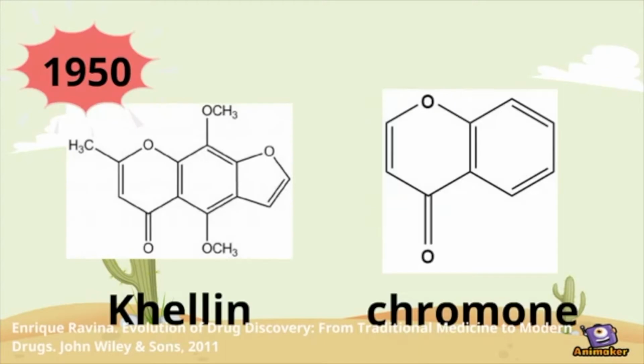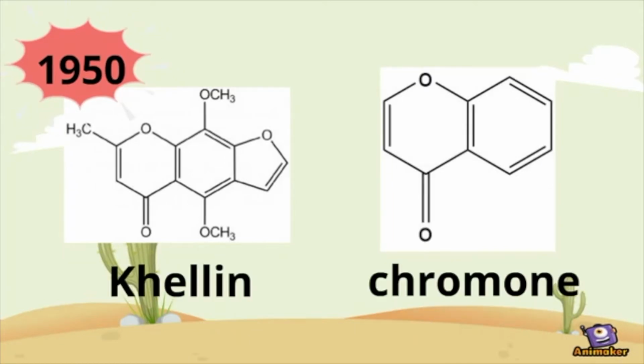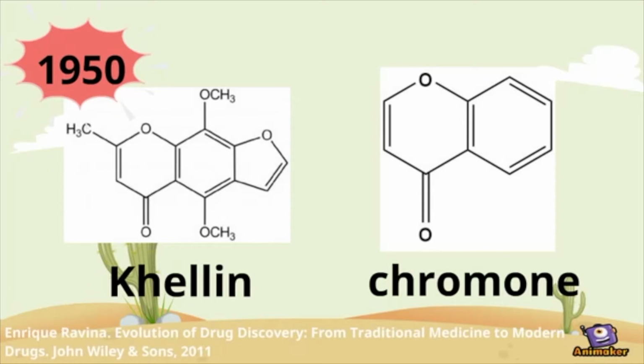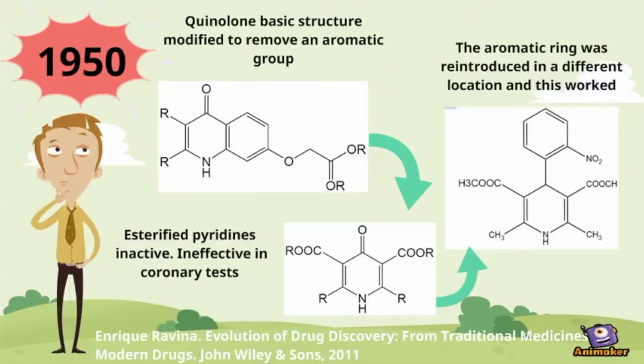The analogues synthesized by Buzzard, including the chromone, were tested using Vater's experiment. The aim of the experiment was to find molecules that could be given orally to increase the oxygen content in the coronary sinus. Those that increased oxygen content only worked when administered intravenously. This was due to the analogues being metabolized by the enteral enzymes before reaching their site of action. To increase the resistance to these enzymes, Buzzard performed a modification of the quinolone basic structure. The aromatic residue was reintroduced after being removed from the quinolone in another position.